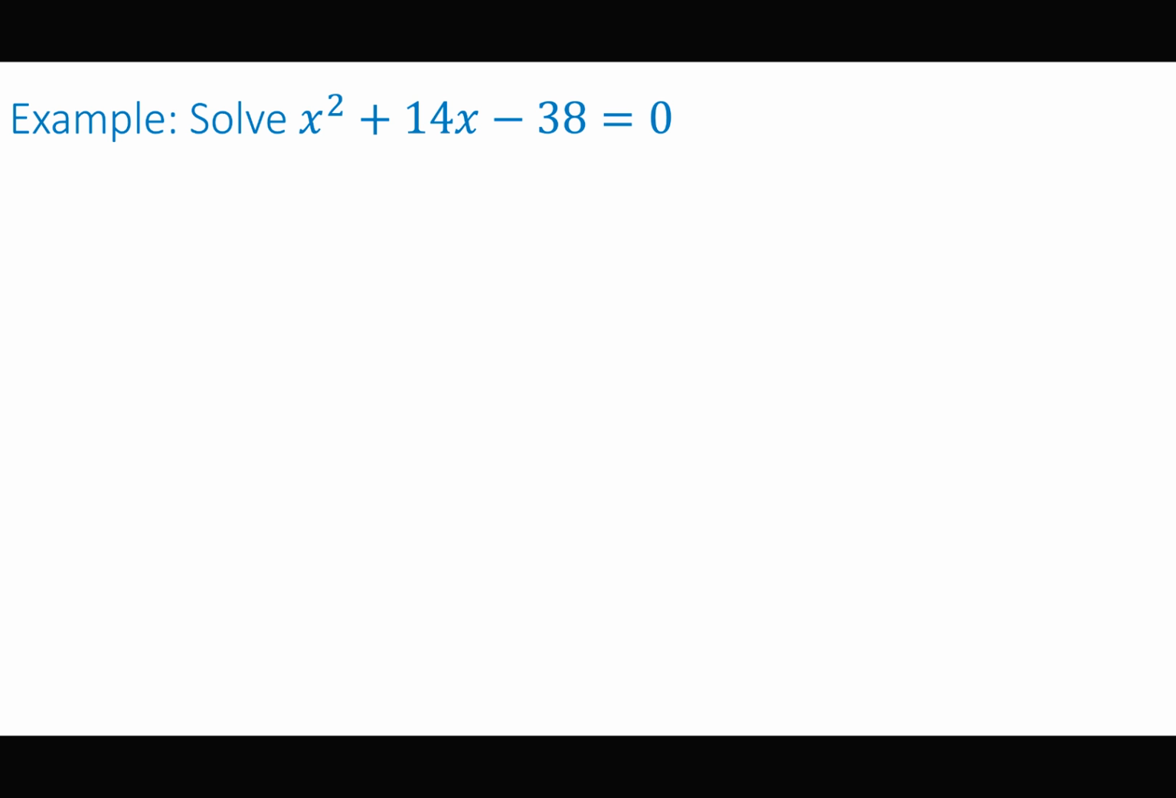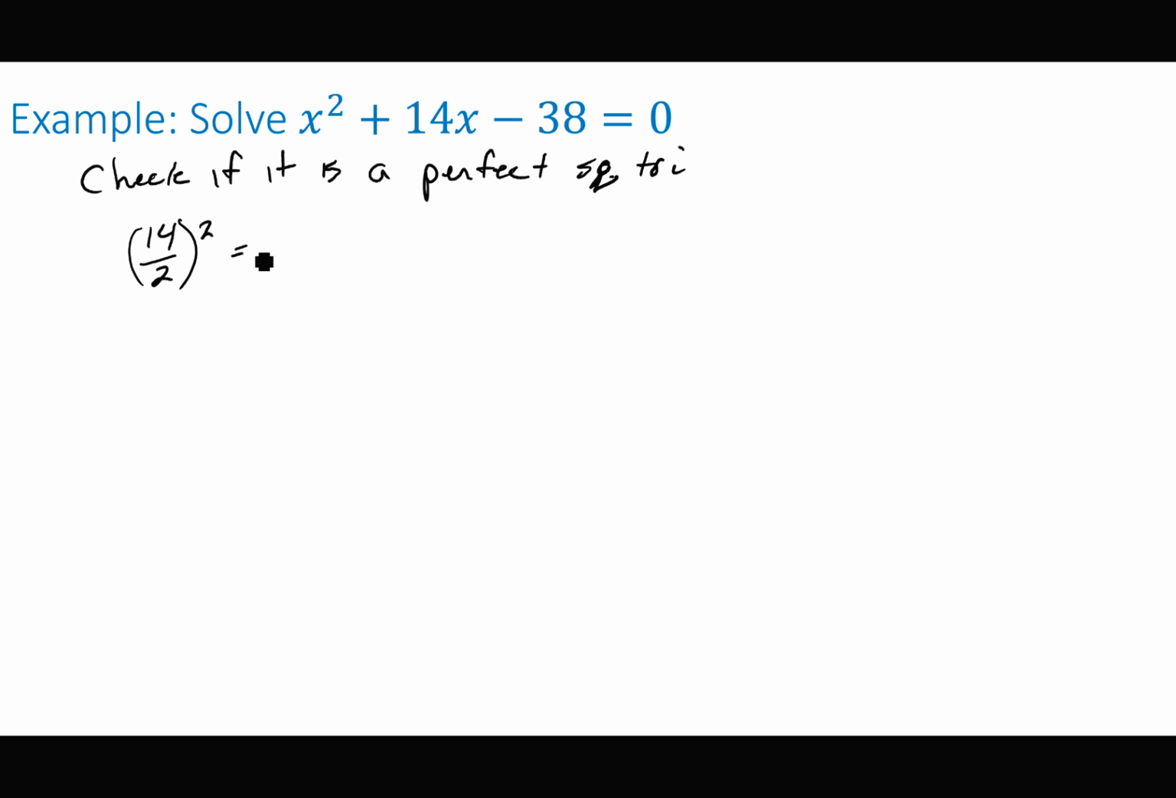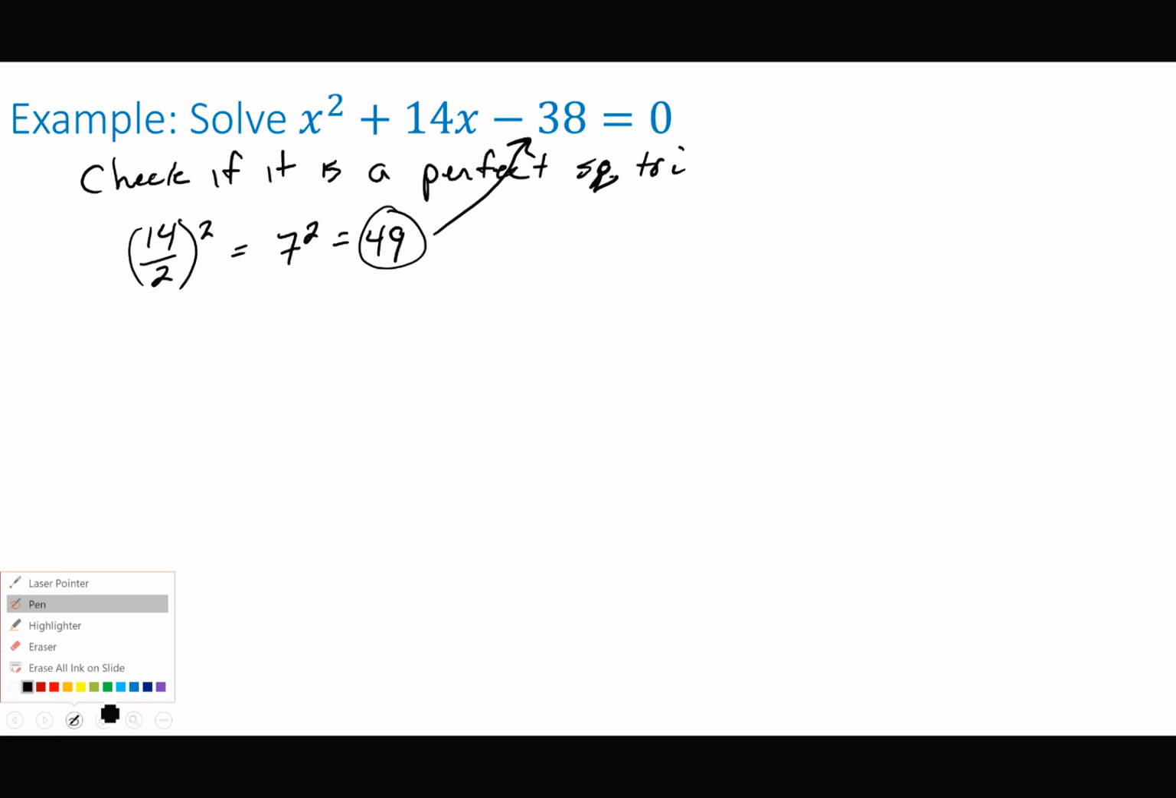x squared plus 14x minus 38. First, let's check if it is a perfect square trinomial already. If it is a perfect square trinomial, then when I do my b divided by 2 squared, 14 divided by 2 squared, well, that's 7 squared, which is going to be 49. This 49 had to be in that spot for it to be a perfect square trinomial. It's not, so now we have a little work to do. Okay, so with that work, we're going to create our perfect square trinomial.